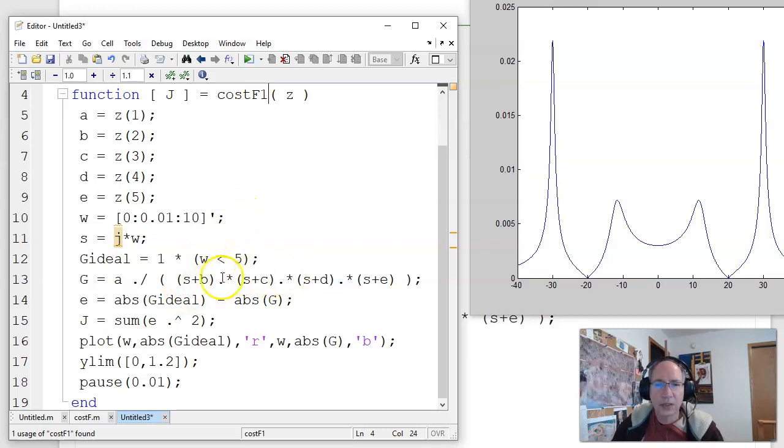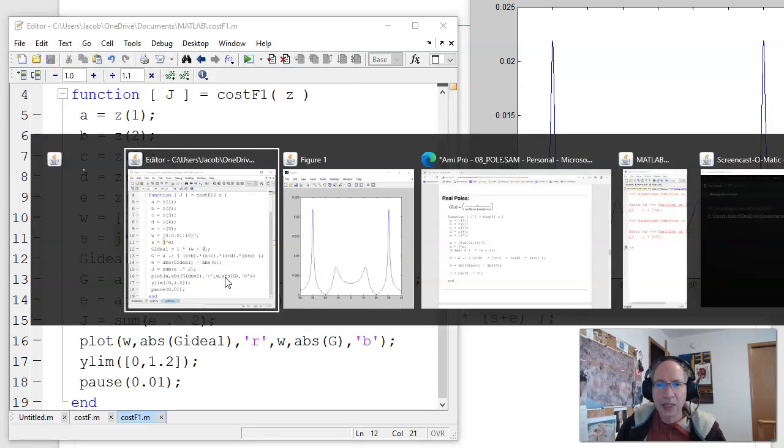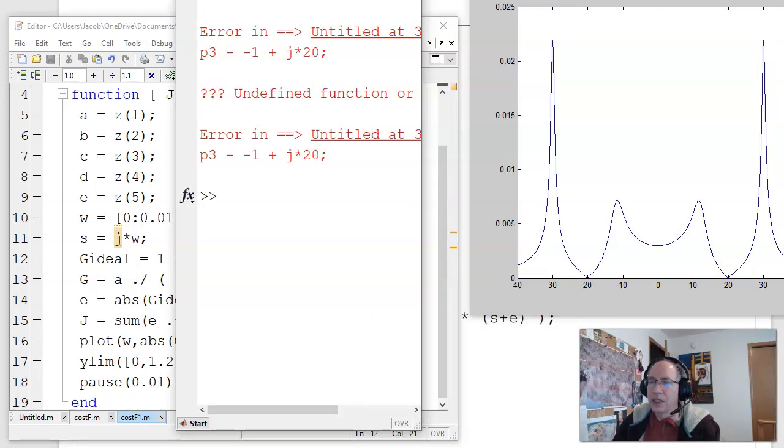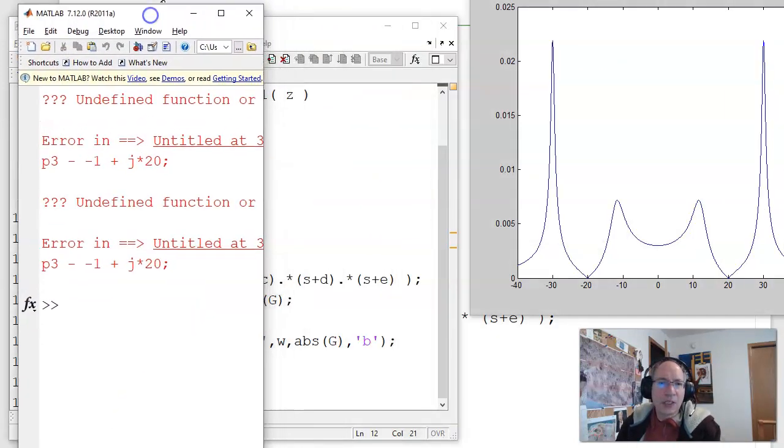So again, notice I've got real poles. I want the filter to have a gain of 1 less than 4, and the actual poles. If I save that, cost F1, then in MATLAB I can sit there and guess again, try to come up with the best values of A, B, C, D, E.